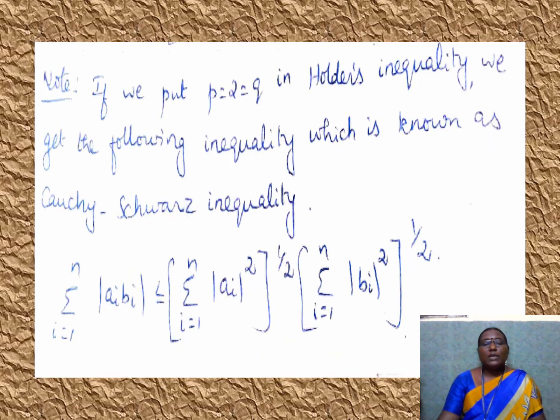So in Holder's inequality, if you take the value of p and q as 2, then we have the result summation i equal to 1 to n mod ai bi less than or equal to summation i equal to 1 to n mod ai square the whole power 1 by 2 into summation i equal to 1 to n mod bi square the whole power 1 by 2. This result is known as Cauchy-Schwarz inequality.